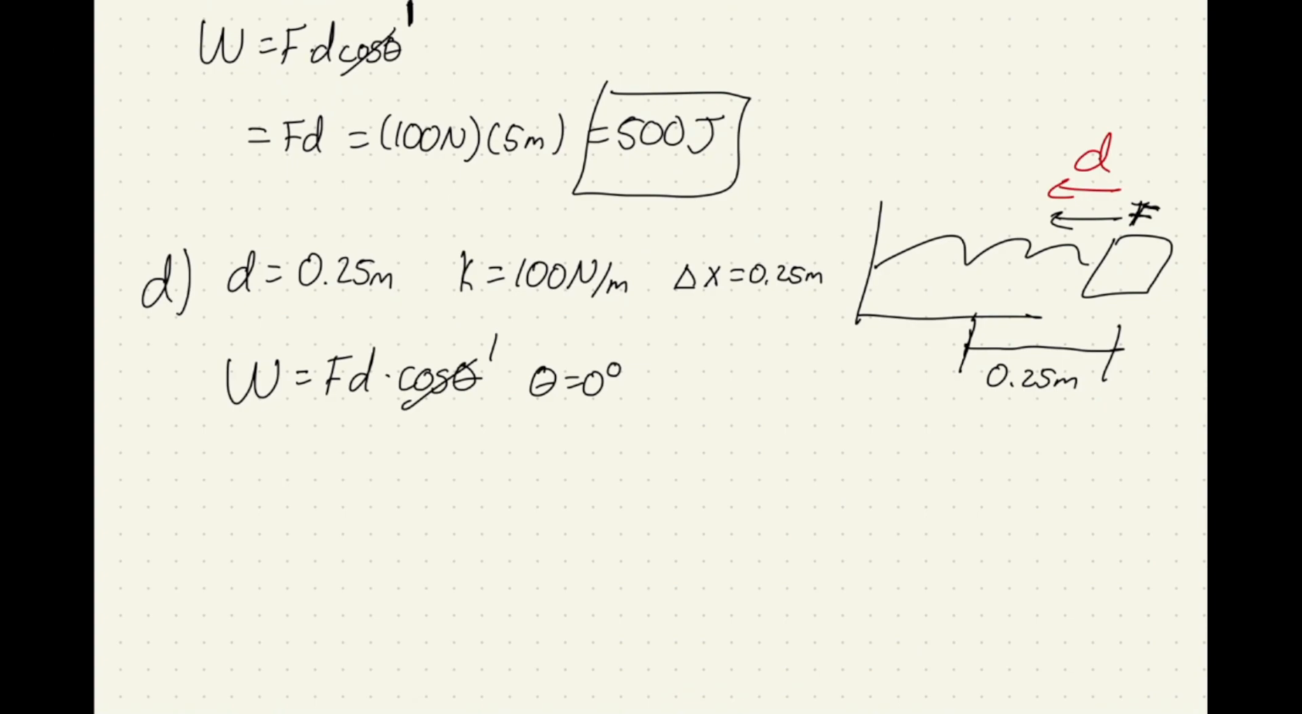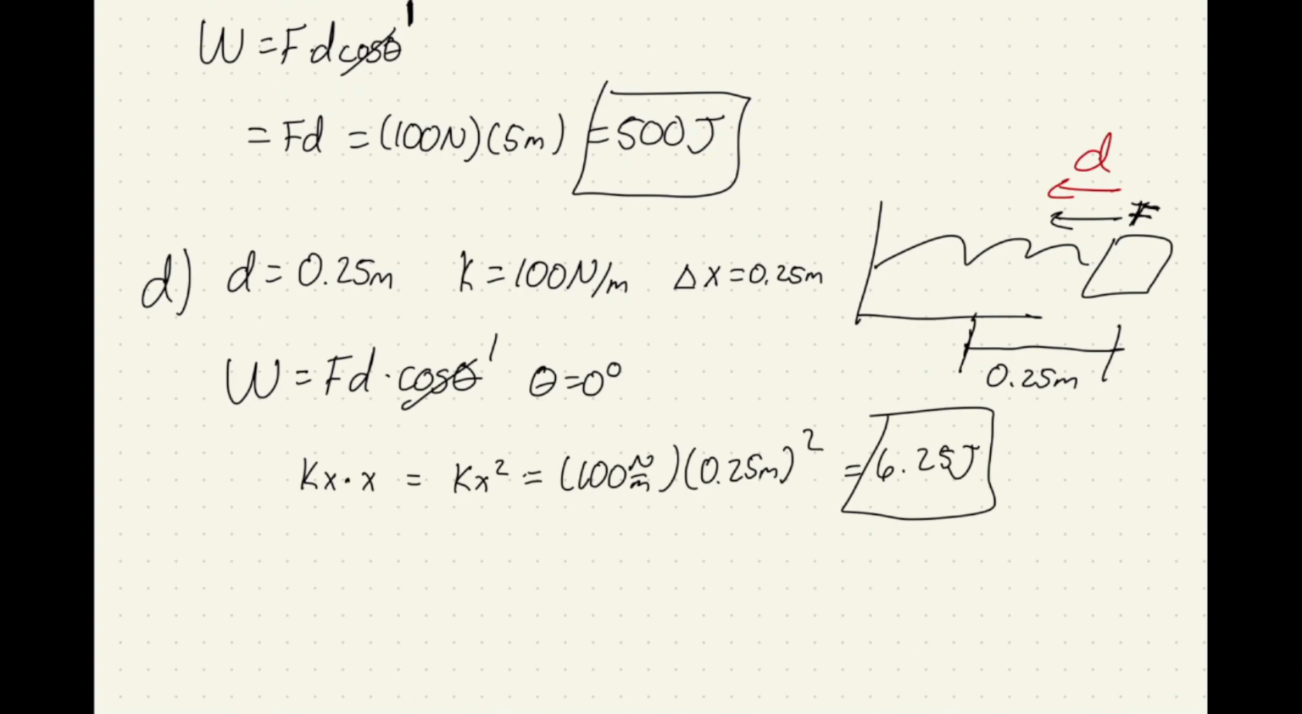And so our force is just going to be equal to k times x, times displacement, which is x. So I get kx squared as my answer. If I plug in my values, 100 newtons per meter times 0.25 meters squared, I will get 25, oh no, 6.25 joules.